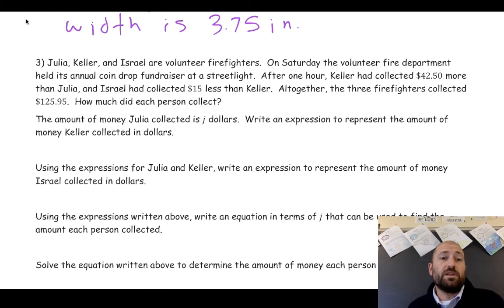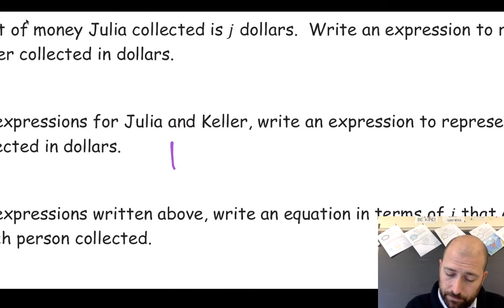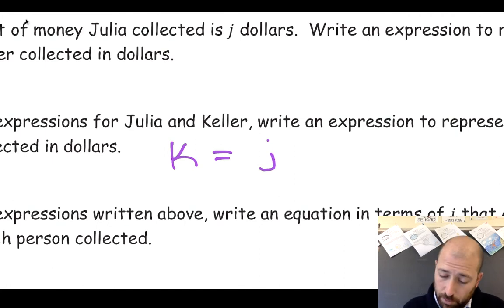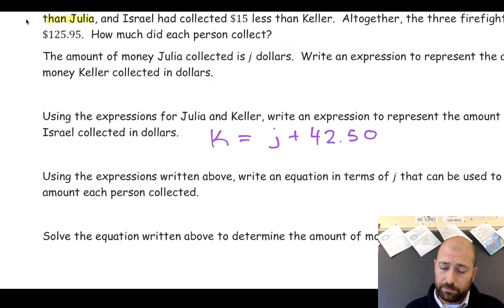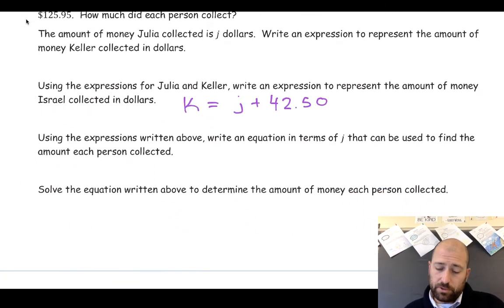So it says the amount of money Julia collected is J dollars. So we are comparing everything to Julia. Write an amount for Keller. So up here, let's see what it says about Keller. Keller collected $42.50 more than Julia. All right. So Keller. Julia, they told us, was J. $42.50 more than that is J plus 42.50. Okay. The next one says use the expressions to right above. So I'm using the Keller expression. That goes right there.